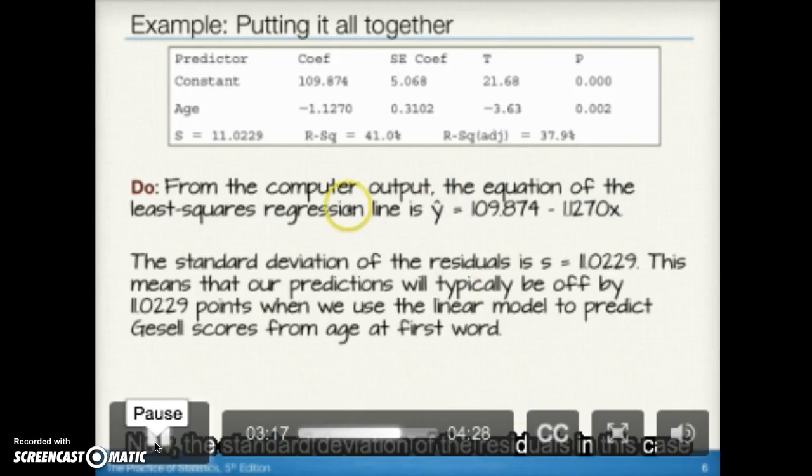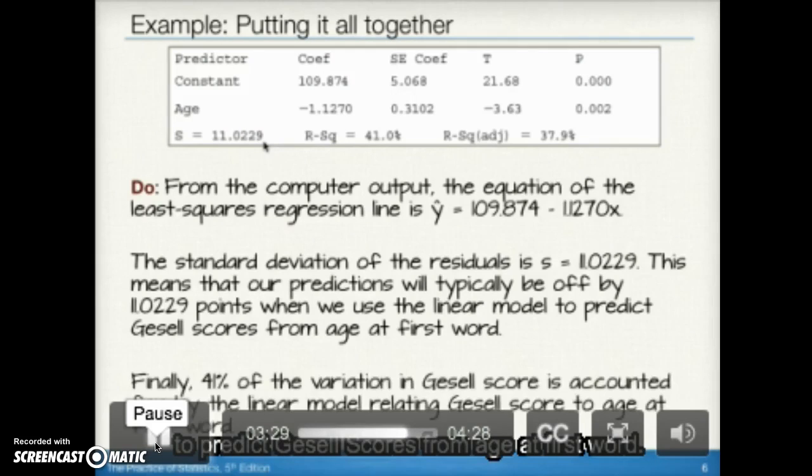Now the standard deviation of the residuals in this case is given by S, 11.0229. This means that our predictions will typically be off by about 11 points when we use the linear model to predict Gesell scores from age at first word. And finally, our coefficient of determination, r squared, is 41%. This means 41% of variation in Gesell score is accounted for by the linear model relating Gesell score to age at first word.